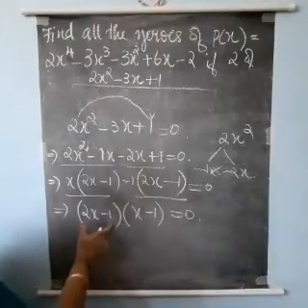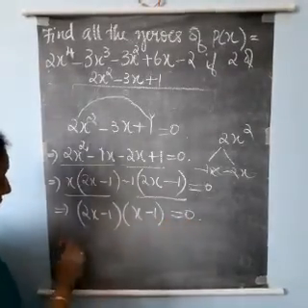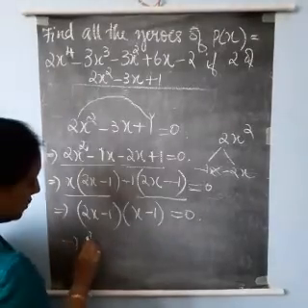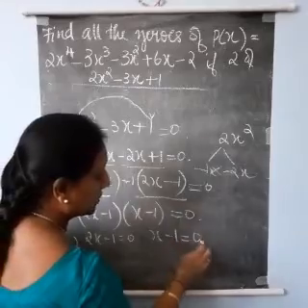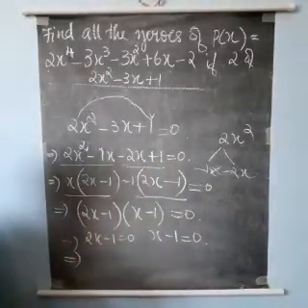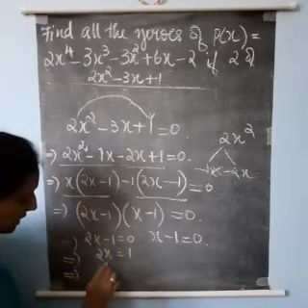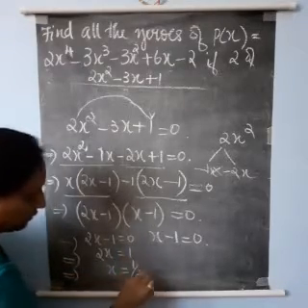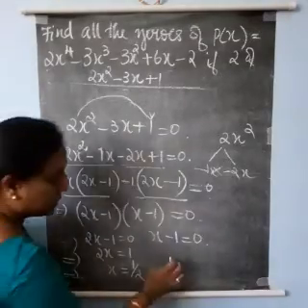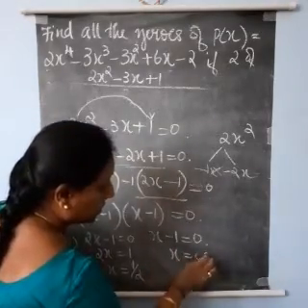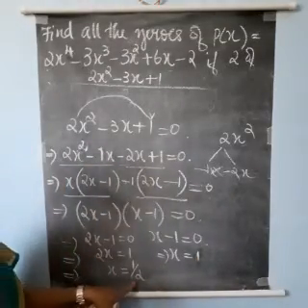So that implies this factor is equal to 0 and this factor equal to 0. So what will you get? You get 2x minus 1 equal to 0 and x minus 1 equal to 0. Now when I transpose, I will get 2x is equal to 1. That implies x is equal to half. So I have got one more 0. Now what here I will get? X is equal to 1.